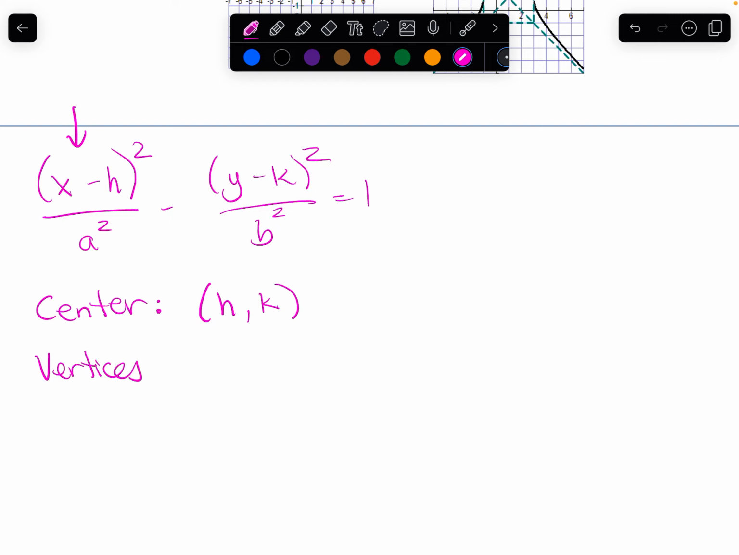Now the vertices. Since the x is first, that means that the x is what is going to change. So when you find this, that means your vertices, the k is not going to change. The k is going to stay exactly the same because the x came first. So you're going to take the center, the h, and you're going to add and subtract the a value. See, this is a squared. You're going to add and subtract the a value, not the a squared value.